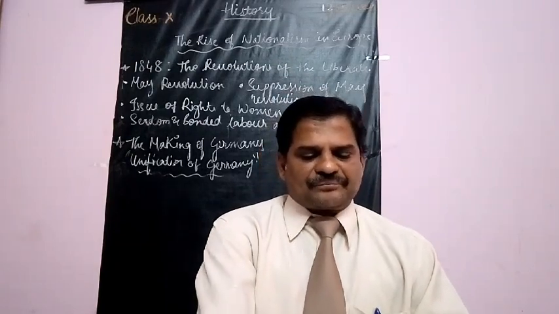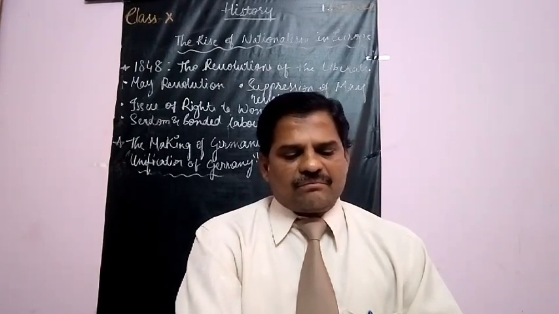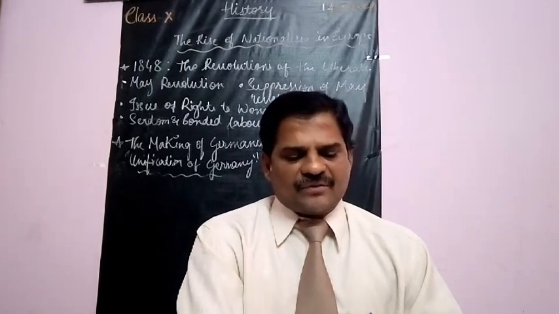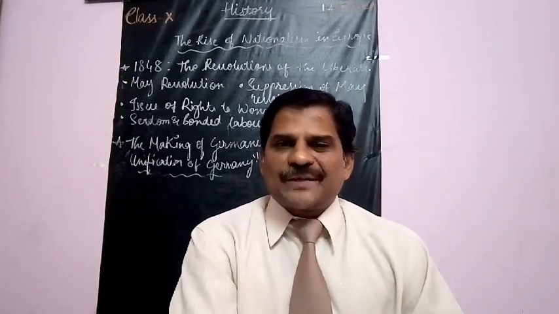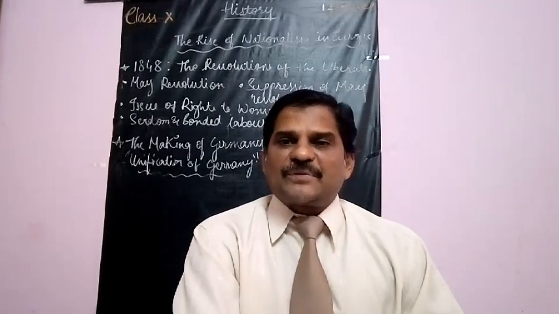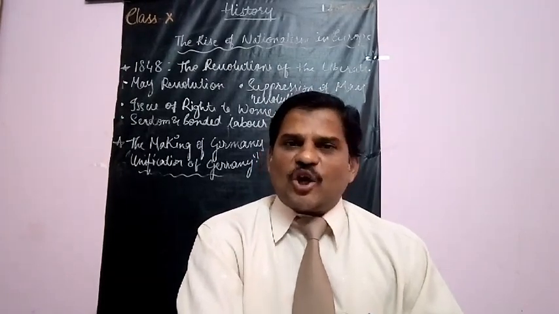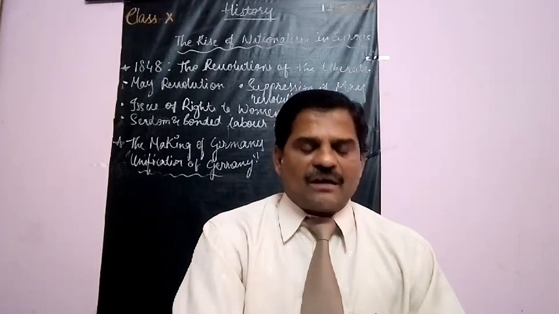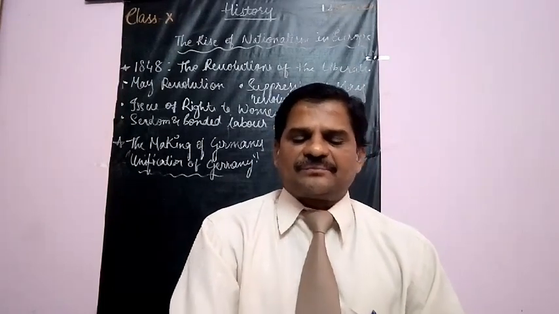And at the same time, serfdom was abolished both in the Habsburg domains and Russia. The Habsburg rulers granted more autonomy, more power to the Hungarians in 1867.